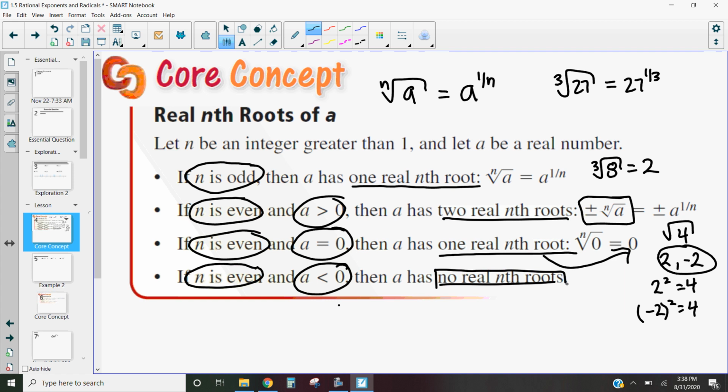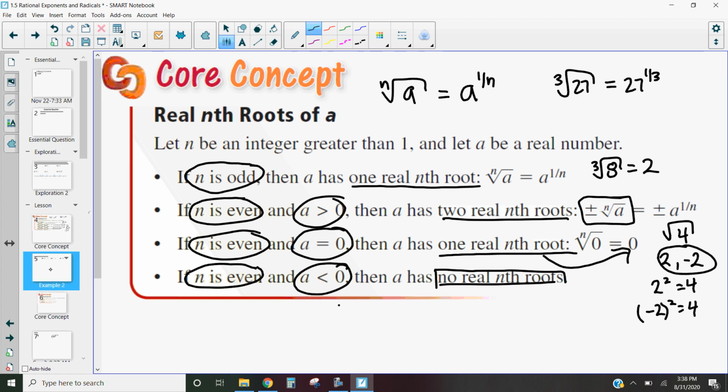So if n is odd, there's one answer. If it's even and a is positive, so the number under the radical is positive, 2 solutions. If the number under the radical is 0, we have one answer. That answer is 0. And if it's a negative number underneath our radical, we have no solutions.